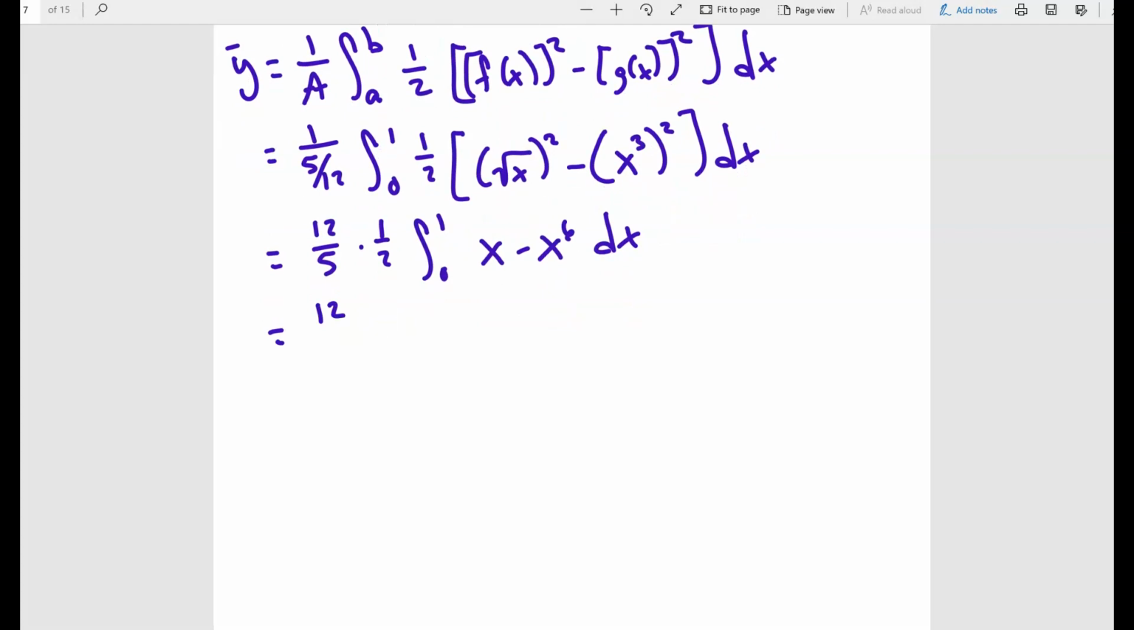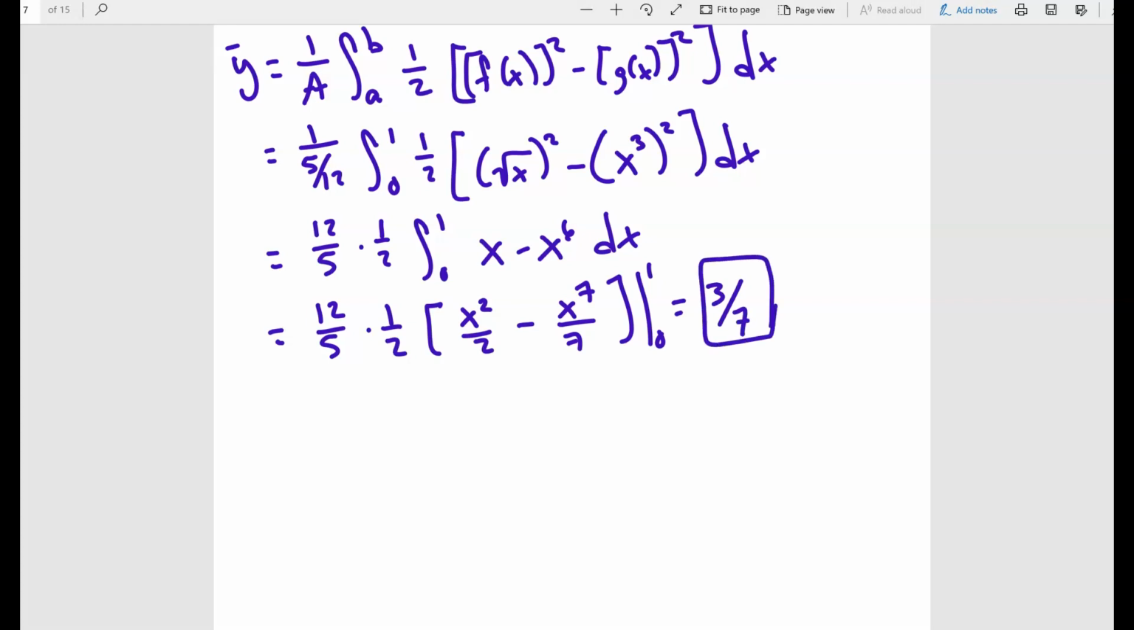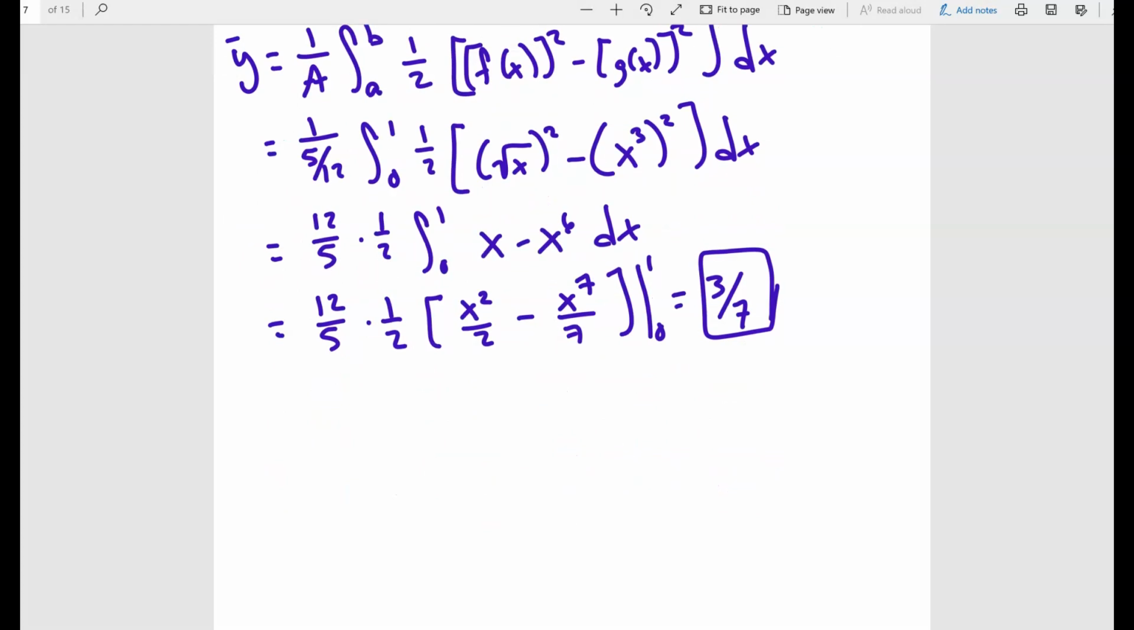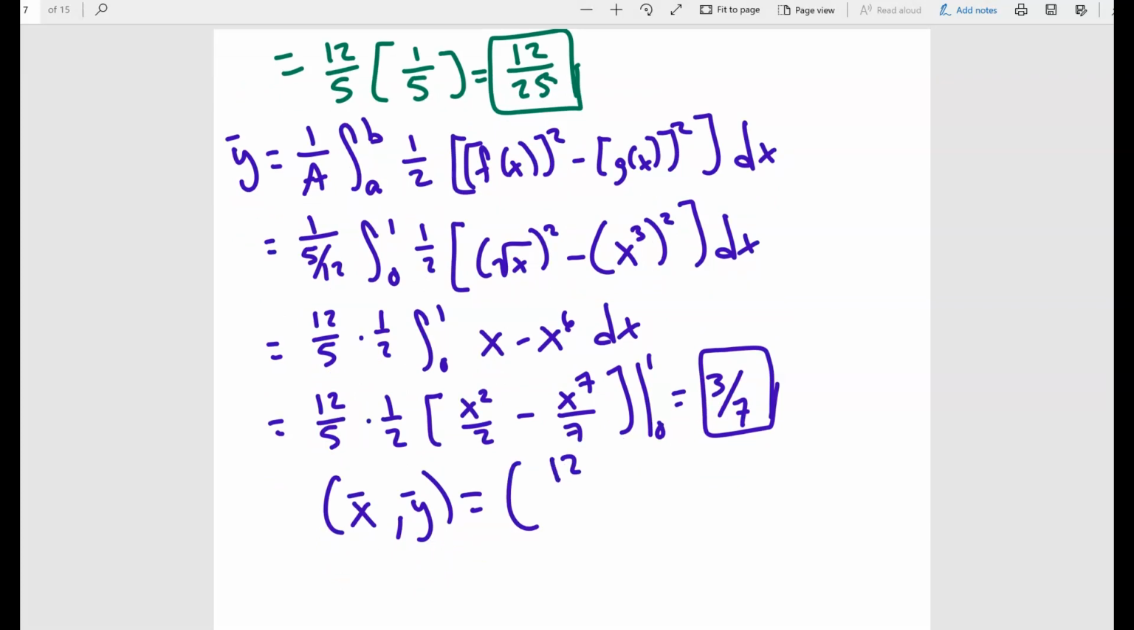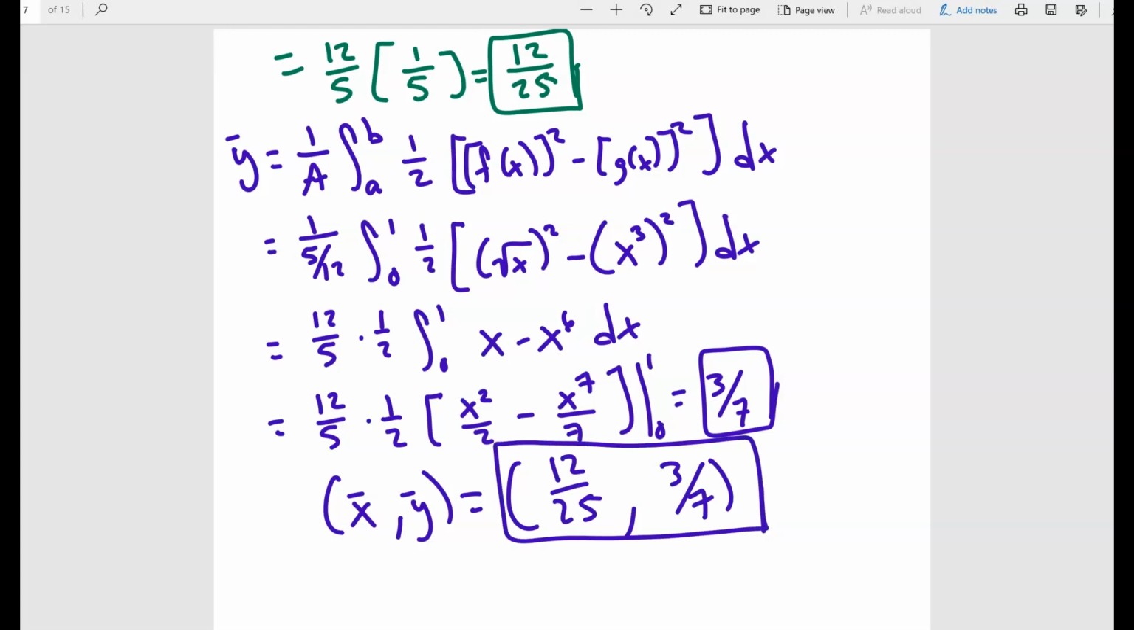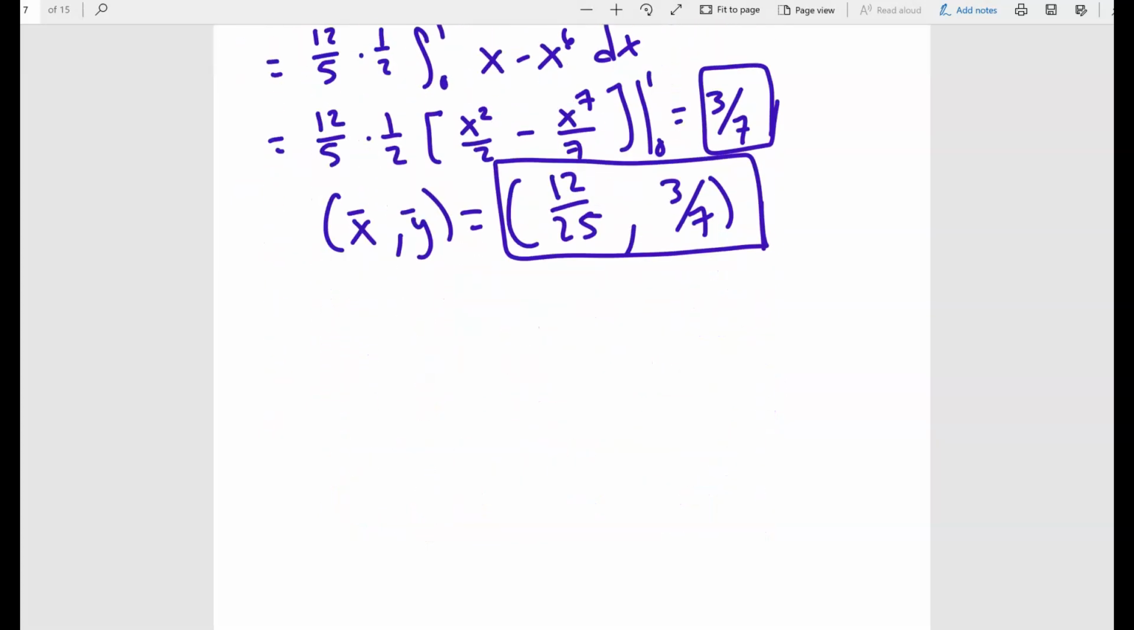So I'm going to have 12 over 5 times 1/2. This is just going to give me x squared over 2 minus x to the 7th over 7 from 0 to 1. And then when I put all of that together, I did it before, I get 3 over 7. Okay, so my center of mass, x bar, comma y bar, is going to be 12 over 25, and then 3 over 7. Okay, so not nice numbers, but this is basically what you'll have.